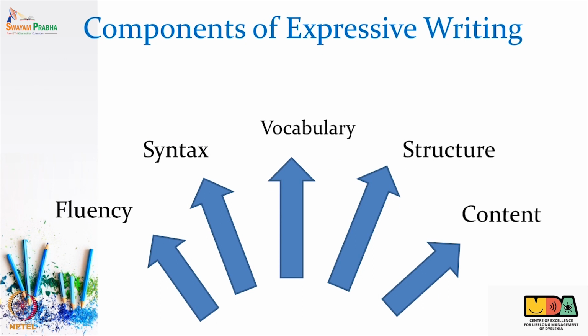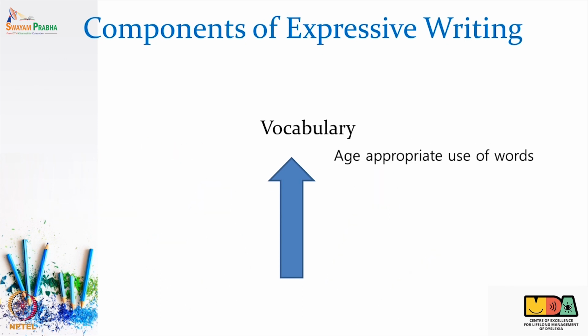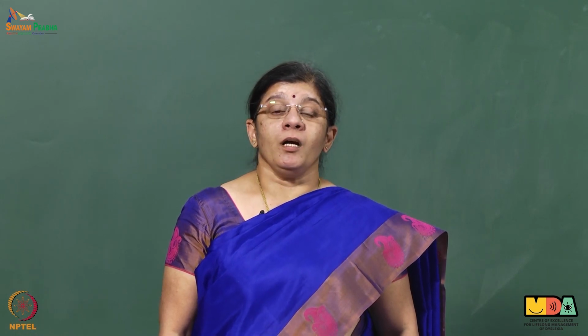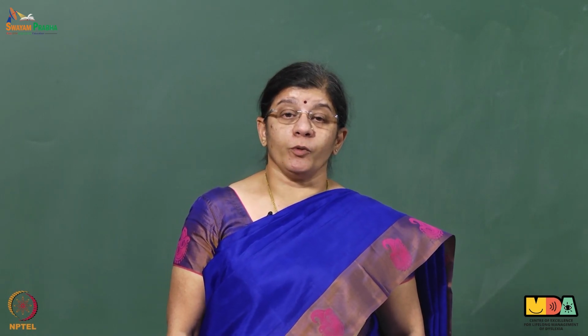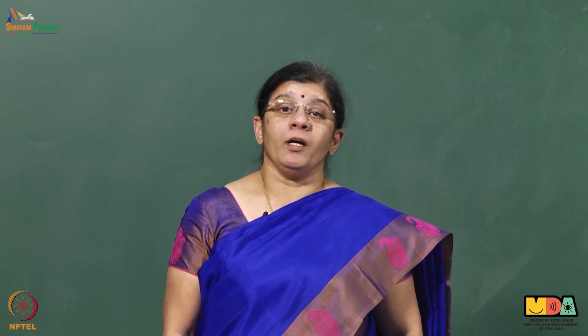The next component of writing is vocabulary. Children need to use age-appropriate and class-appropriate vocabulary when they are writing. For a 5th grader, the child is expected to write, "Lion is a carnivorous animal." But children with specific learning disability will write, "Lion is a wild animal." It means the child is not able to use the appropriate vocabulary in place.